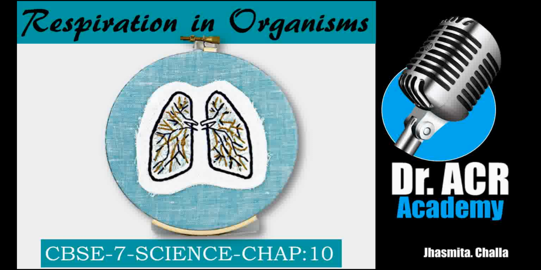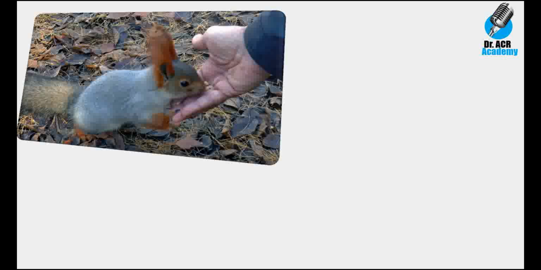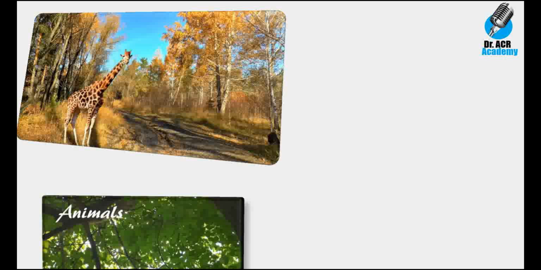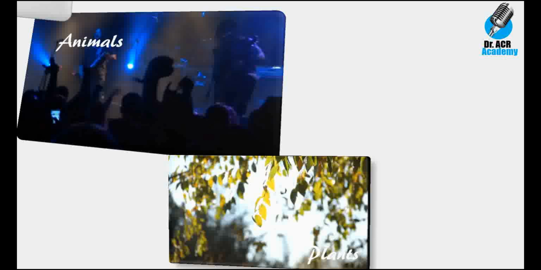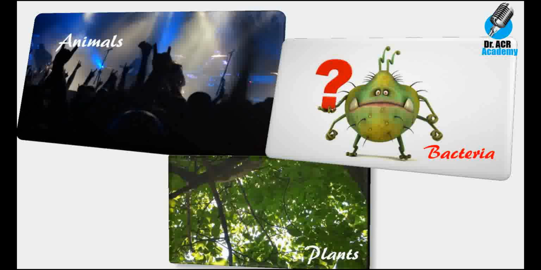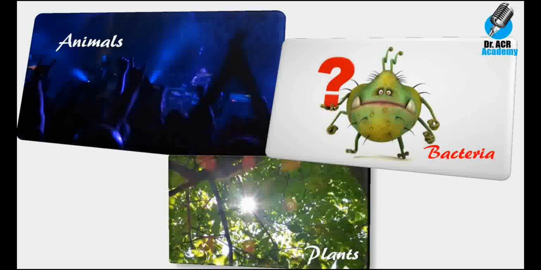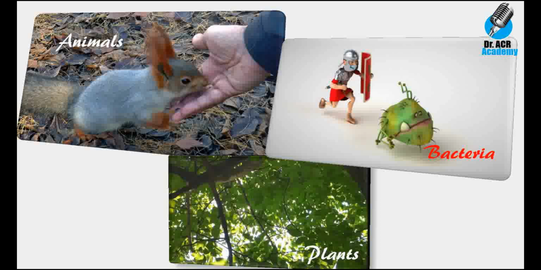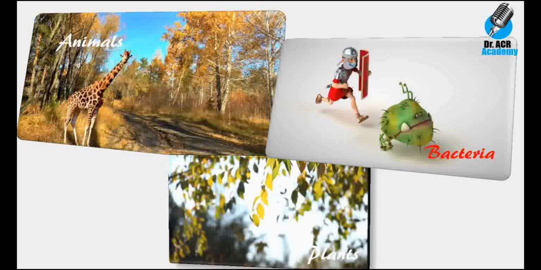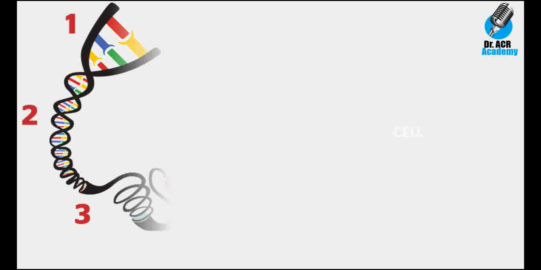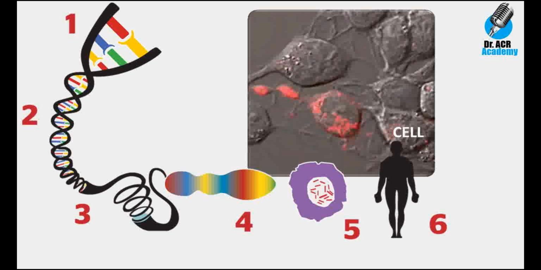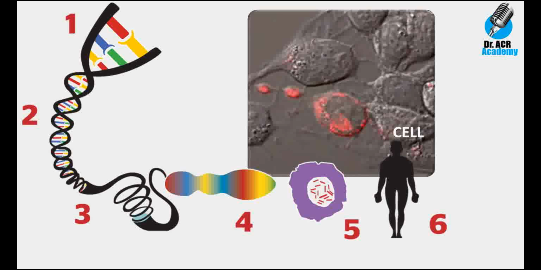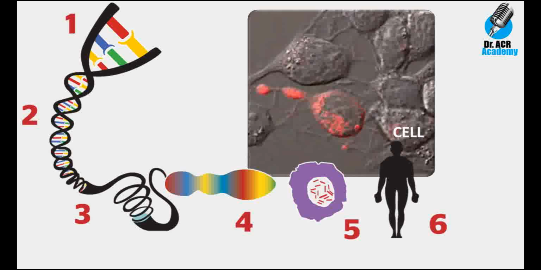A living organism is a thing that can act or function independently. For example, animals, plants and bacteria. All organisms are made up of small microscopic units called cells. A cell is the smallest structural and functional unit of an organism.